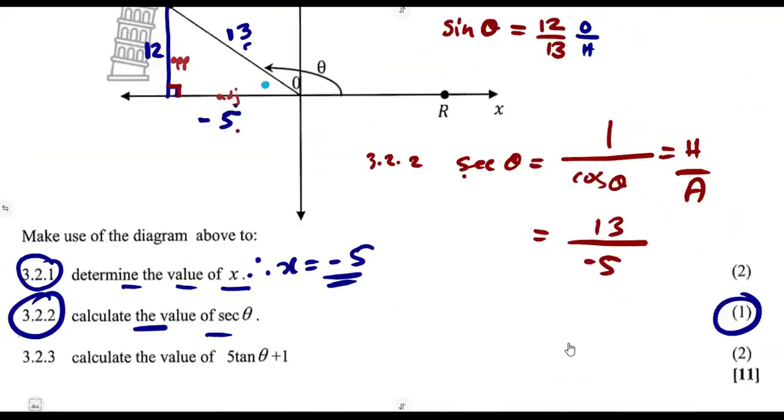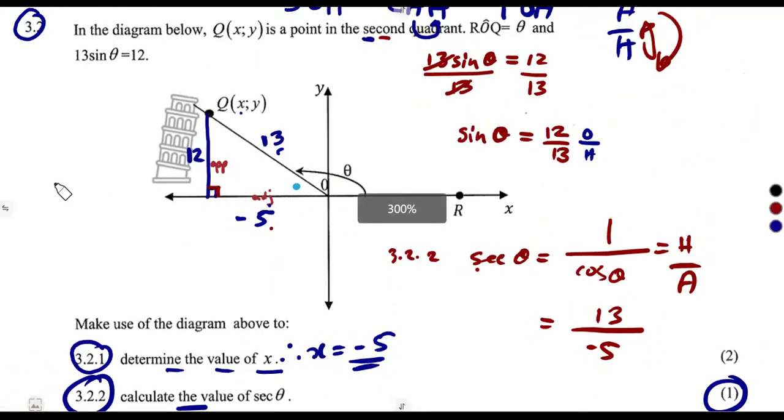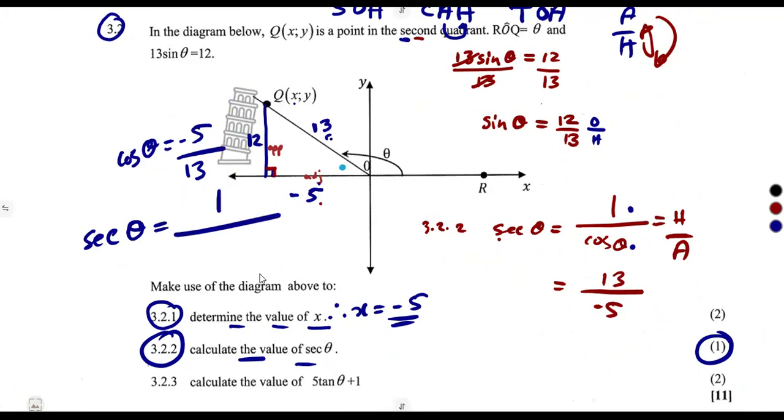Guys, or you find cos first. What is the cos? Cos of theta is adjacent over hypotenuse. So what is our adjacent? Negative 5 over the hypotenuse, which is 13. So the sec of theta, if it is 1 over cos theta, it means it is 1 over this. 1 over minus 5 over 13, so that's the reciprocal. On your calculator, it will give you negative 13 over 5. Still one and the same thing.